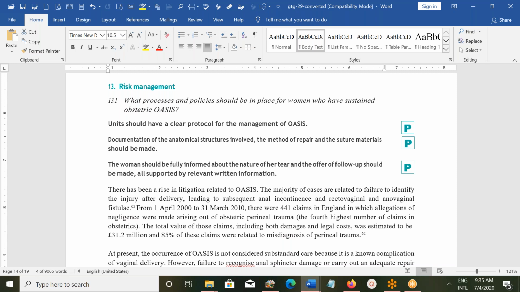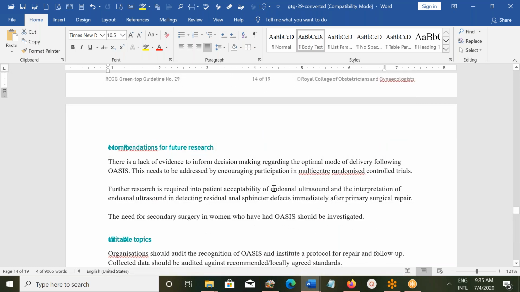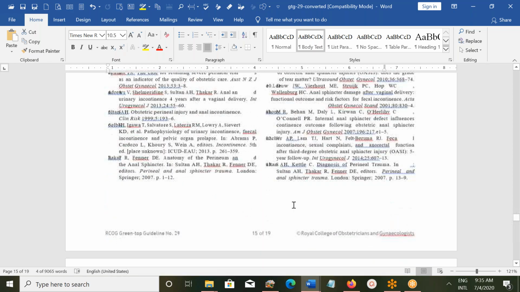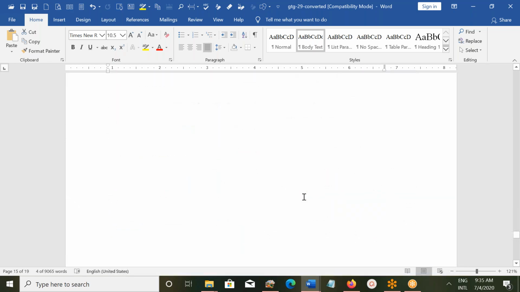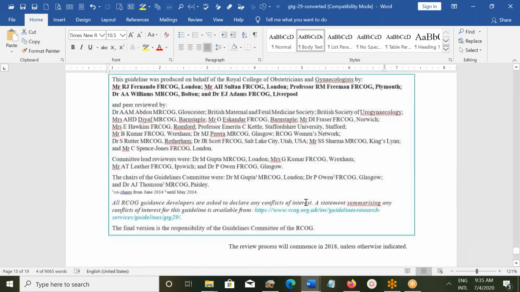The woman should be gently and fully informed about the nature of her tear, and she should be offered follow-up, and you can give her relevant written information also, because it can lead to the development of tocophobia. Your patient can develop fear of childbirth. So that's why counseling by a senior person is very, very important.